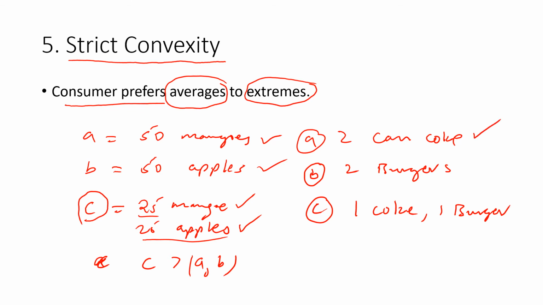If you take option A, that only gives you the cold drinks. If you take option B, that only gives you burgers, but the third option gives you the benefit of both. So it contains the average, and a consumer prefers averages to the extremes. So this is the fifth principle. We can now discuss the implication of the final property of consumer preference, the strict convexity.